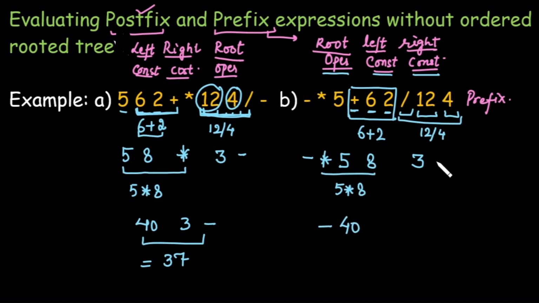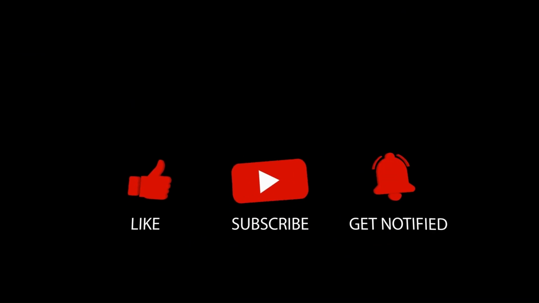This subtraction as it is, 3 as it is. Now 40 minus 3, that is equal to 37. So this is how we are evaluating the postfix expression and the prefix expression without constructing the ordered rooted tree.